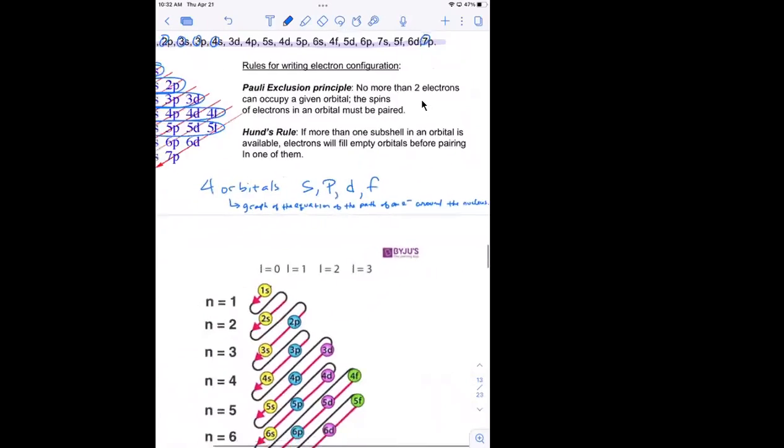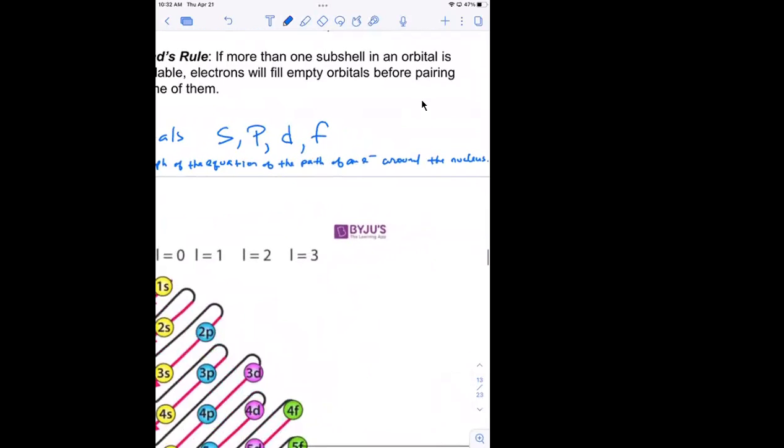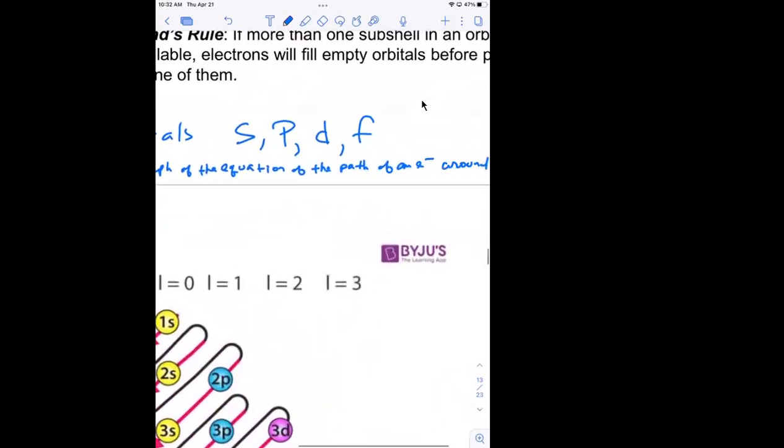An orbital is a graph of the equation of the path of an electron around the nucleus. So you have basically 4 different types of orbitals, S, P, D, and F, and they all have different shapes because they are graphs of an equation. They're all along different axes, because when you think about graphing an equation, you have 3 axes: the X, the Y, and the Z axis. I'm gonna show you that in a second.